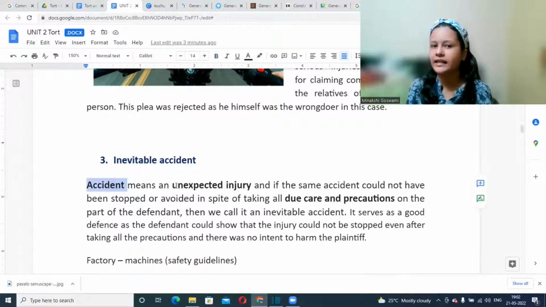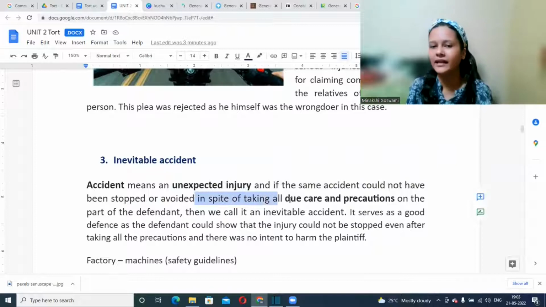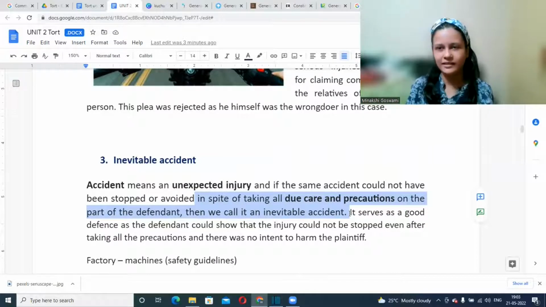So when we say accident, it means unexpected injury, as in we were not expecting that it would happen, but it just happened accidentally. And if the same accident could not have been stopped or avoided, even though you have taken due care and precaution, whatever best you could do, you did it, even after that it happened. You were driving properly, you had a valid driving license, you were following all the traffic rules, but still the situation itself was such that the accident just took place. That is called inevitable accident. Accident is different, but the defense is not accident, the defense is inevitable accident.